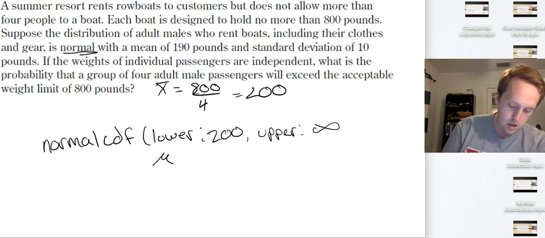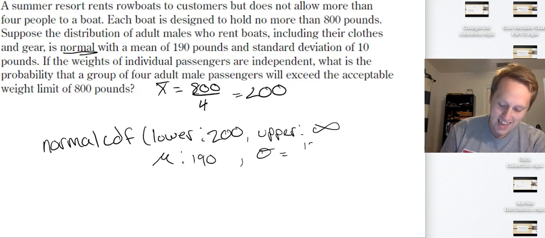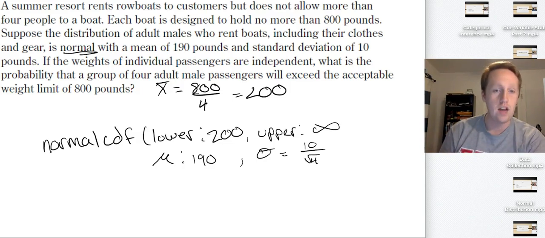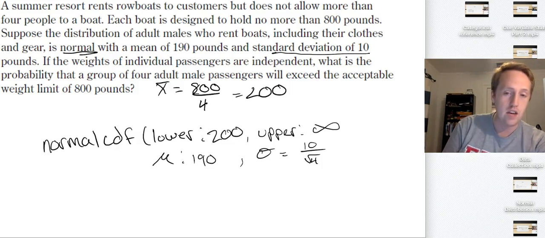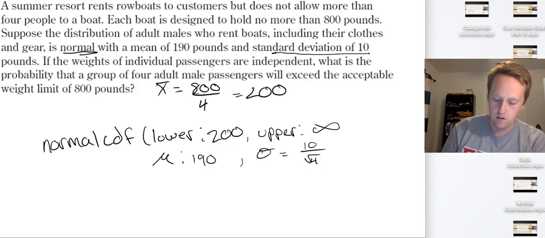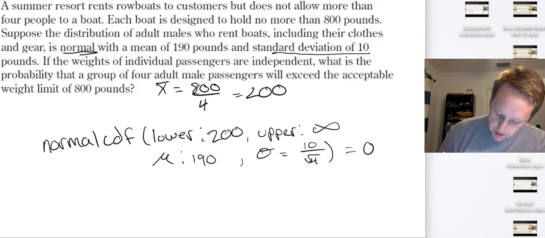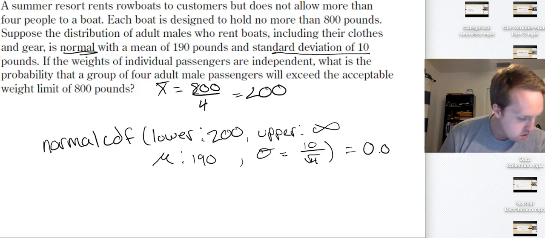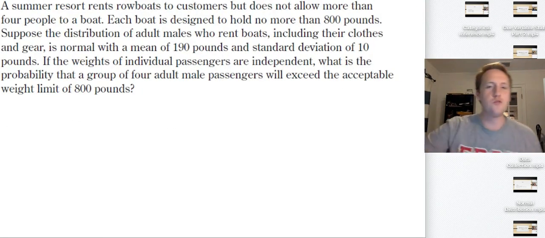The mean of this distribution should be 190. The standard deviation should be equal to 10 divided by the square root of 4, right? Because we have to divide by the square root of n. This is different from Big Town Fisheries. This is the population standard deviation. So I did have to divide by the square root of n this time. And if you give me a moment, you find that that probability is 0.023. Great news. We're done. Bye.